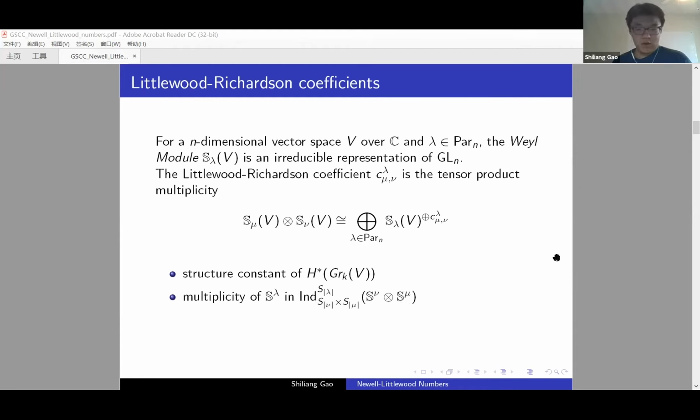In terms of representation theory of the symmetric group, these are the multiplicity of the Specht module S lambda in the induced representation of S nu tensor S mu. In other words, if you consider the character ring of the symmetric group, these LR coefficients are also the structure constants of the ring. In terms of combinatorics, there are many combinatorial models that describe these Littlewood-Richardson coefficients, like the number of Littlewood-Richardson tableaux, the number of integral hives, the number of puzzles, et cetera.